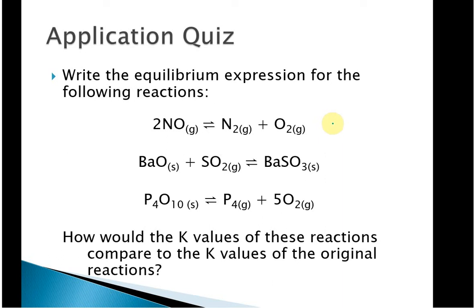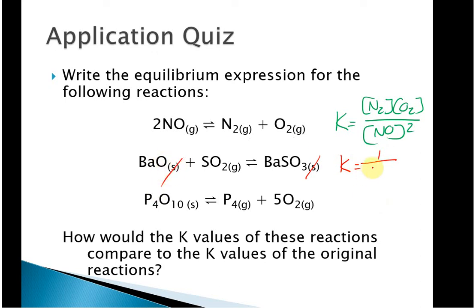For this one, you have gas, gas, gas. So you're going to put products over reactants. So you have NO squared here. For barium oxide reacting with sulfur dioxide to make barium sulfite, K is going to be equal to, this product doesn't count, so it's just going to be 1. This reactant doesn't count, so we leave that out. Concentration of SO2.